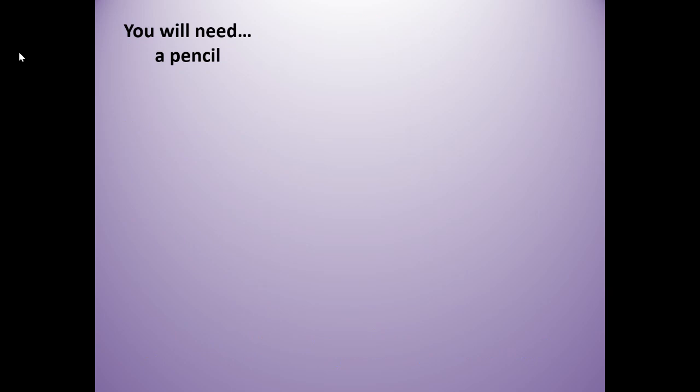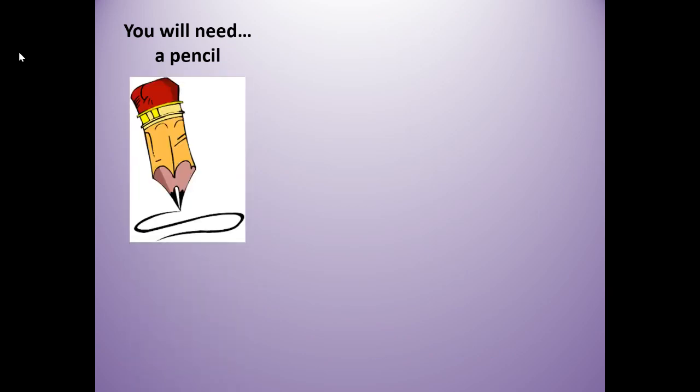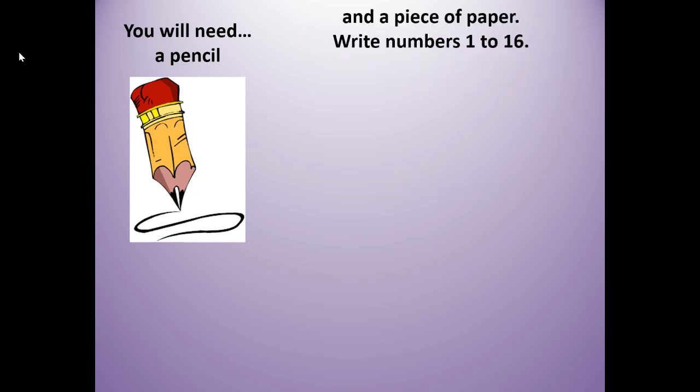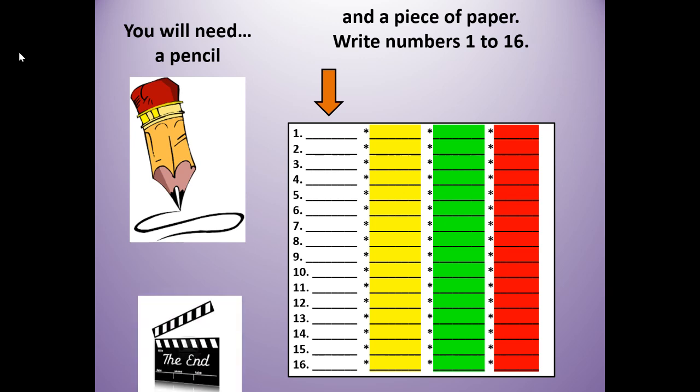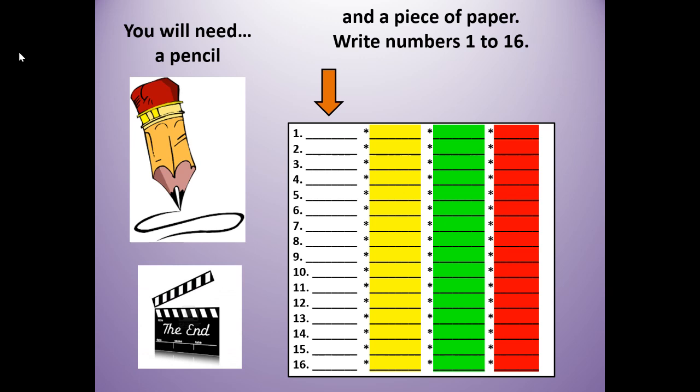So you will need a pencil for this lesson. Make sure that you get a pencil. If you need to, stop the video and get a pencil and a piece of paper. Write the numbers 1 through 16. And at the end of the lesson, I challenge you to write each of your spelling words one more time, two more times, or three more times. That's my challenge.